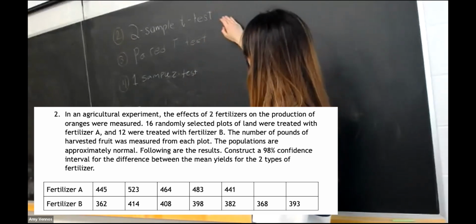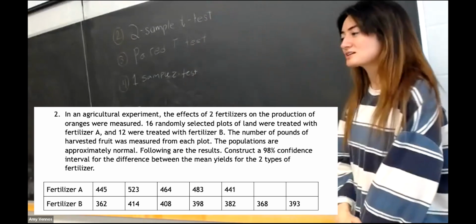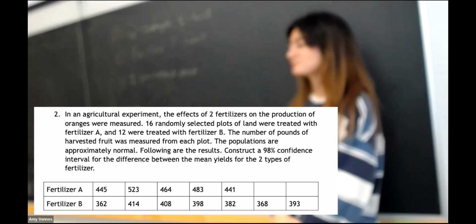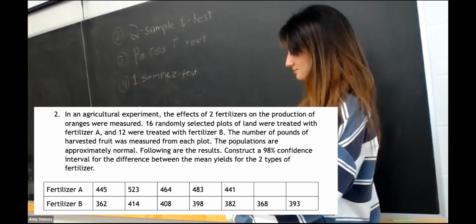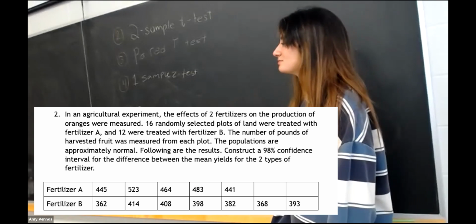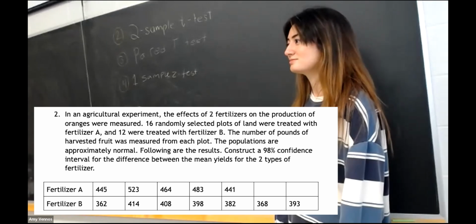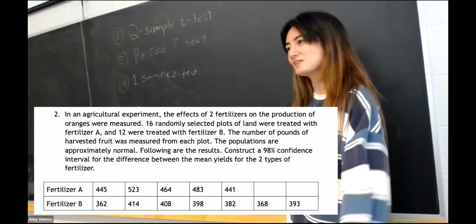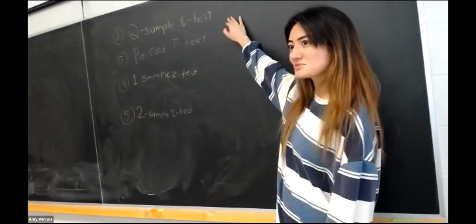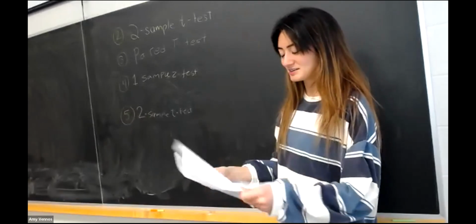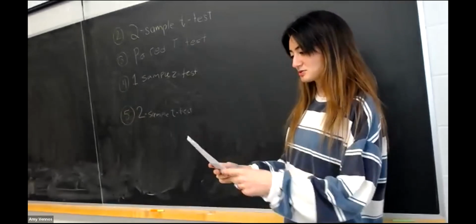Alexis, do you want to explain how you got 2 sample t-test here? Well, there were 2 samples, one with fertilizer A and one with fertilizer B, and they were independent from each other. So it wasn't like a before and after, they were both independent. So it was a 2 sample t-test. Perfect. Okay, any questions on number 2? All right, let's flip our page over to number 3.